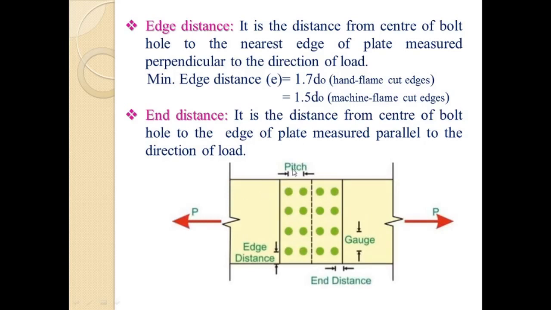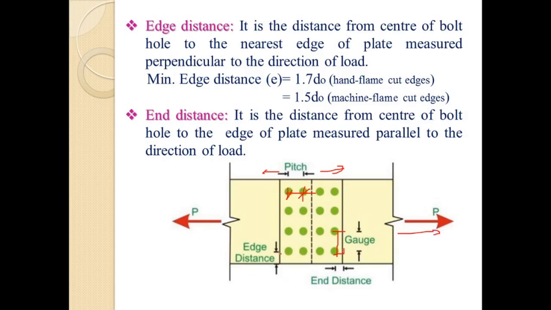First, pitch. Pitch means what? It is the center to center distance between two consecutive bolts measured parallel to the direction of load. We can call that pitch. And gauge distance is the distance between two bolts measured perpendicular or at right angle to the direction of load. We can call it gauge distance.